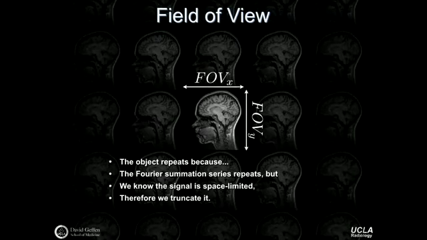So we talked about having these Fourier replicants, and this is just another way of seeing that same thing. The image of the object itself repeats. It repeats because that Fourier summation series repeats. We're adding up a bunch of Fourier signals that just extend over space and time. But we expect that the signal is going to be space limited, limited to the field of view that we care about. And therefore, we just truncate this whole signal space down to the field of view that we actually care about. So mathematically, we could reconstruct the Fourier replicants, but they're not that interesting to us. So when we do the final reconstruction, we only concern ourselves with this middle object, the image of the underlying object.